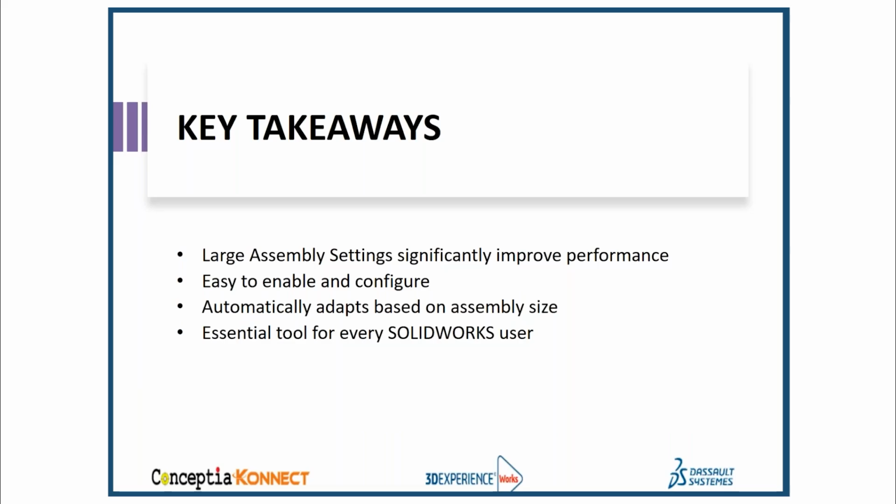Let's look into the key takeaways in this session. To summarize what we have learned today: large assemblies can significantly impact system performance, and choosing the correct opening mode is essential for large assemblies. Large assembly settings help to optimize the performance of the assemblies. These settings are easy to configure and very useful for daily work. Proper optimization improves productivity and also prevents the system from crashing.